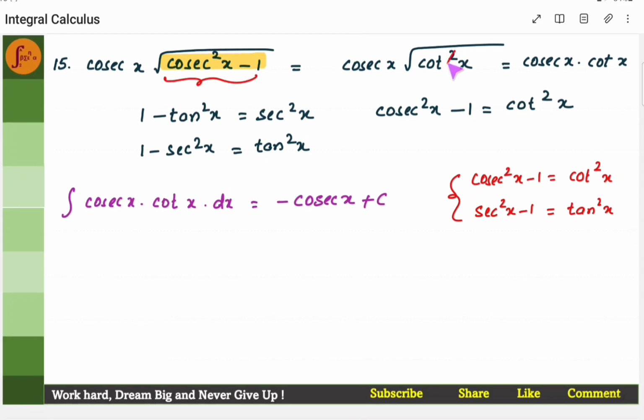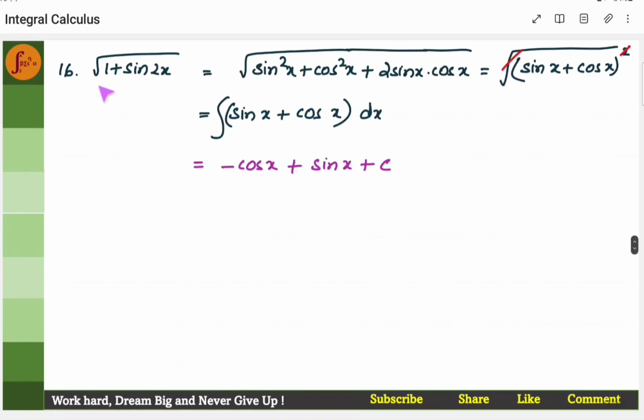Now, the square and the root will get cancelled. You will be left with this. What is the integral of this? It's minus cosec x. Now, here's another one. 1 plus sine 2x. What do we do here? We cannot split this. We can't find the integral. And this root is there. How do we eliminate it? That's why we'll have to use some trigonometric formulas.